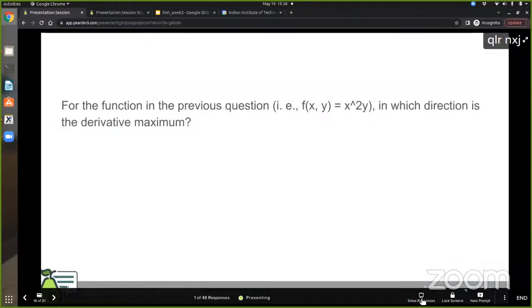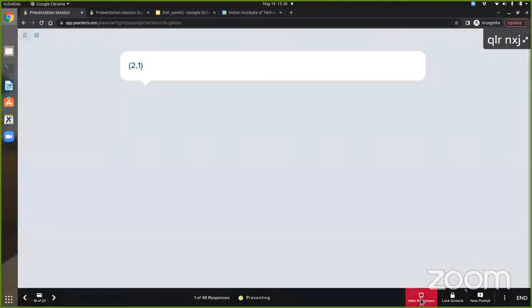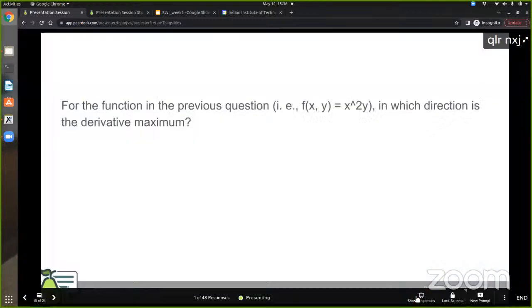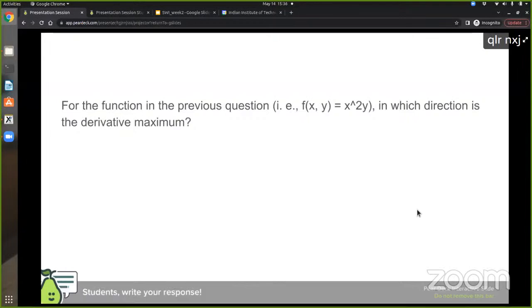No, 2, 1 is okay, but not out of 1, 2 and 2, 1. Somebody has entered 2, 1. I'm not asking which of 1, 2 and 2, 1 is giving you the maximum derivative. No, the question is not that. Consider all possible directions, of course I don't want you to try all possible directions. Out of all possible directions, which will be the direction in which you will get the maximum rate of change of function, is what the question is.